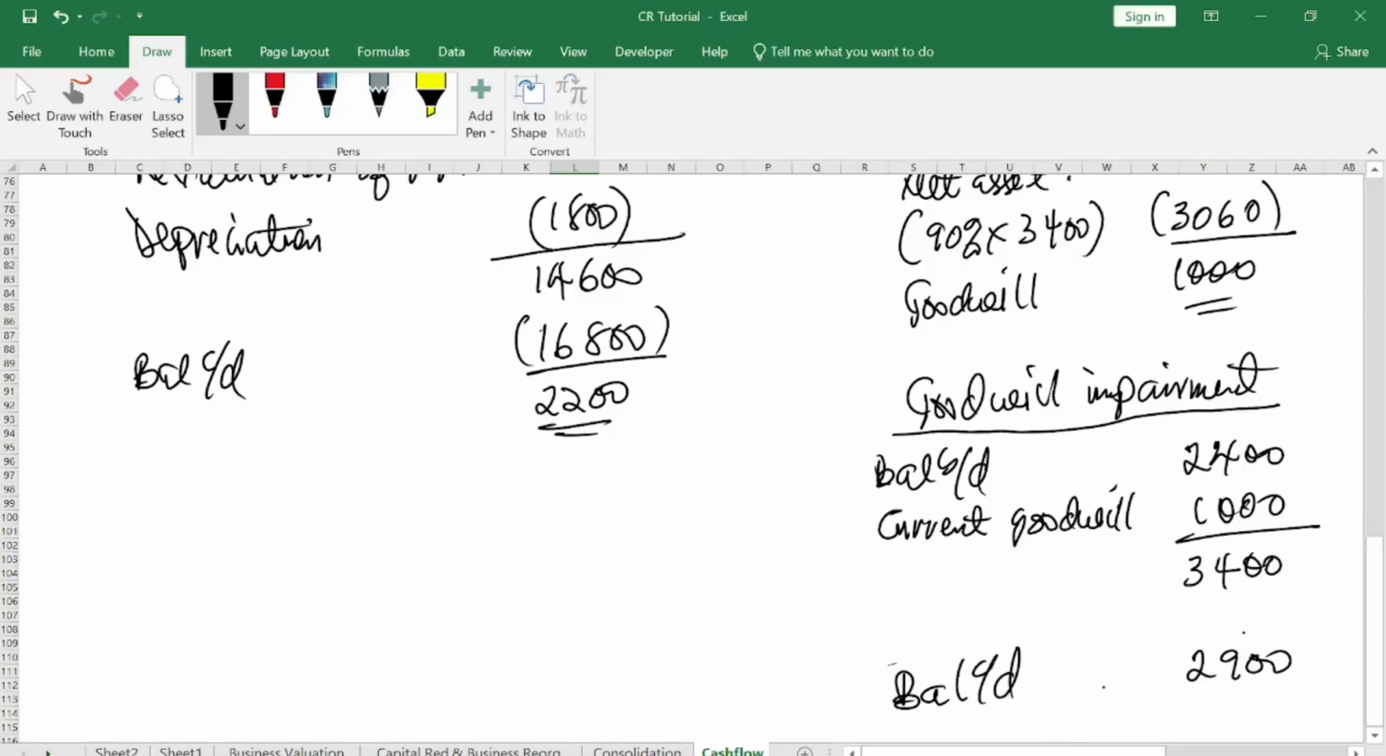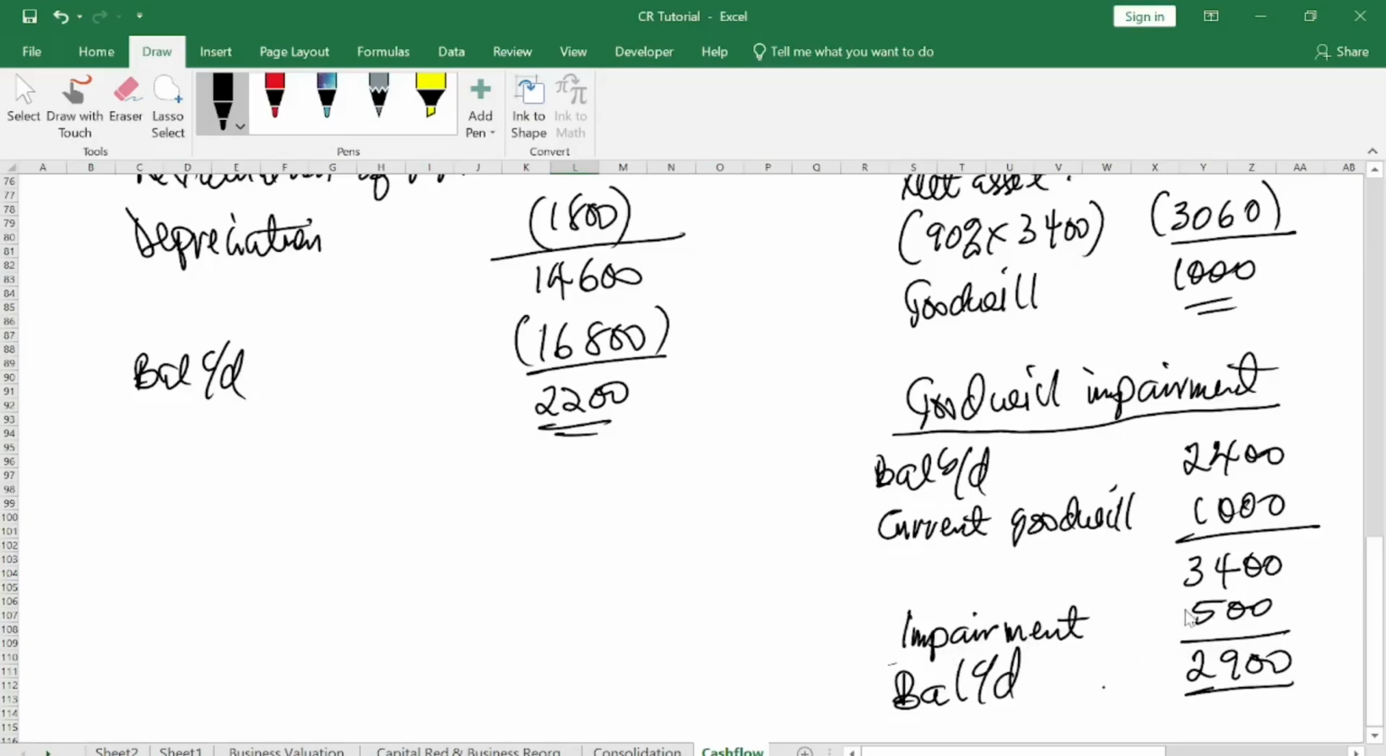So you come here, you have 2,900. Now you compare. Have you seen this goodwill? 3,400, now it has reduced to 2,900. What does it tell? It means goodwill has reduced. There's a reduction, so it means there's loss in value. That's what we call impairment. It means goodwill is impaired. That's the meaning. So what do you have? 500. Goodwill is impaired. You understand?